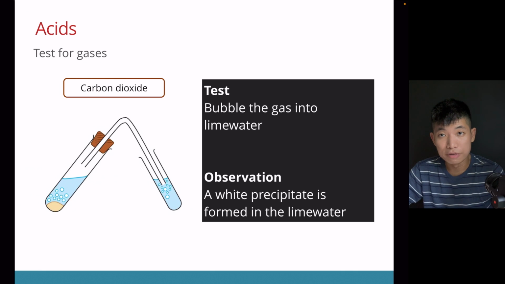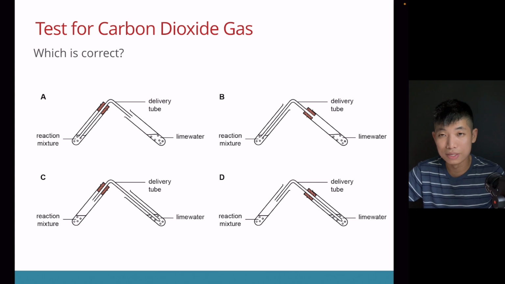So again, we will observe effervescence. To test for the gas, we bubble the gas into limewater, and a white precipitate is formed in the limewater if carbon dioxide is present. How should the delivery tube be arranged when you test for carbon dioxide? Is it A, B, C, or D?